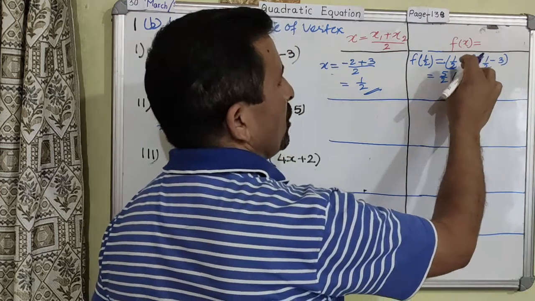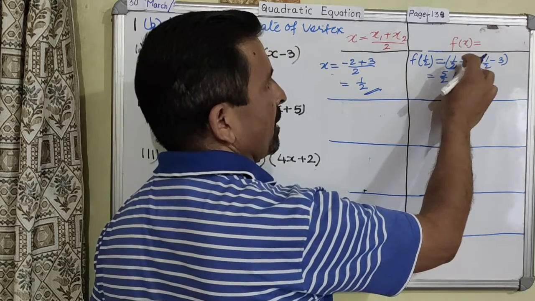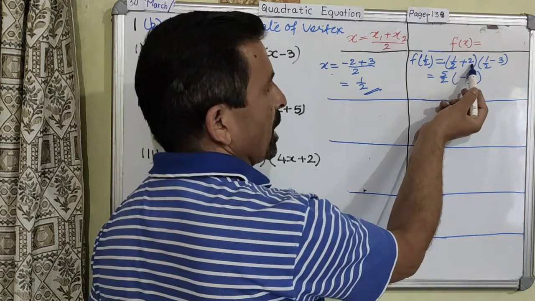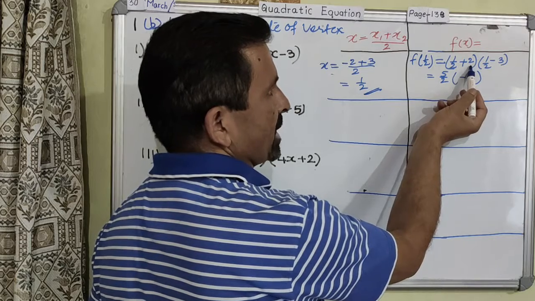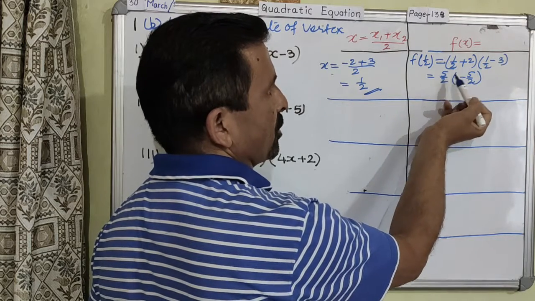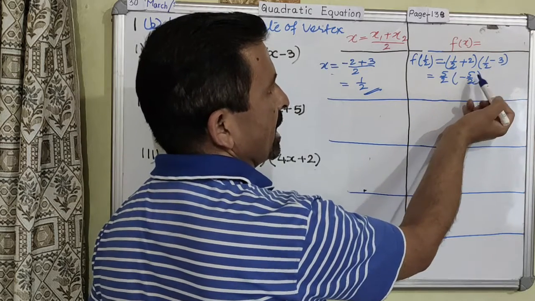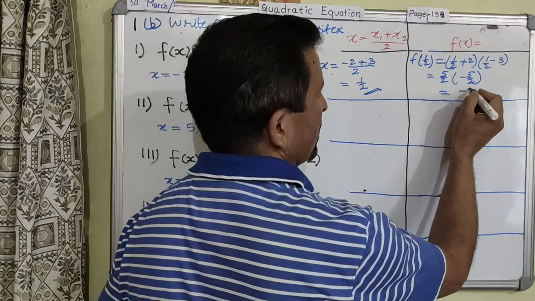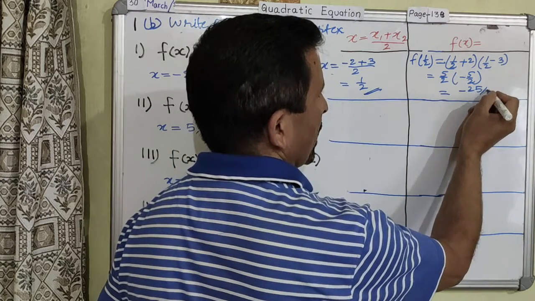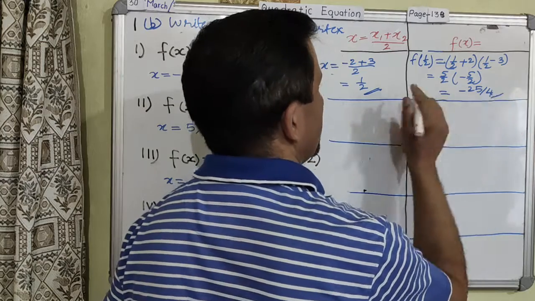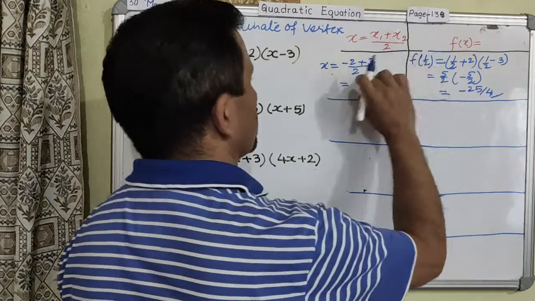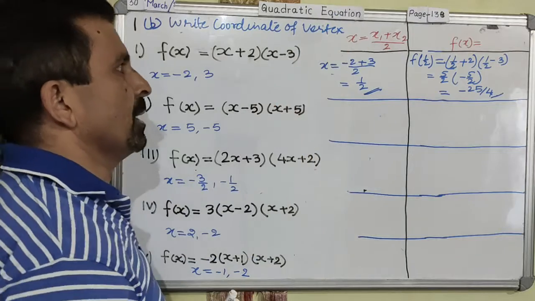You should know how to add these two numbers. This is a whole number and this is a fraction number. So this whole number you can change into a fraction number, then you can do simplification. You will get 5 over 2. Likewise, you can do the same thing here and get this result. Your final answer is negative 25 over 4. This number and this number, the value of x and the value of y, together will give you the coordinate of your vertex.